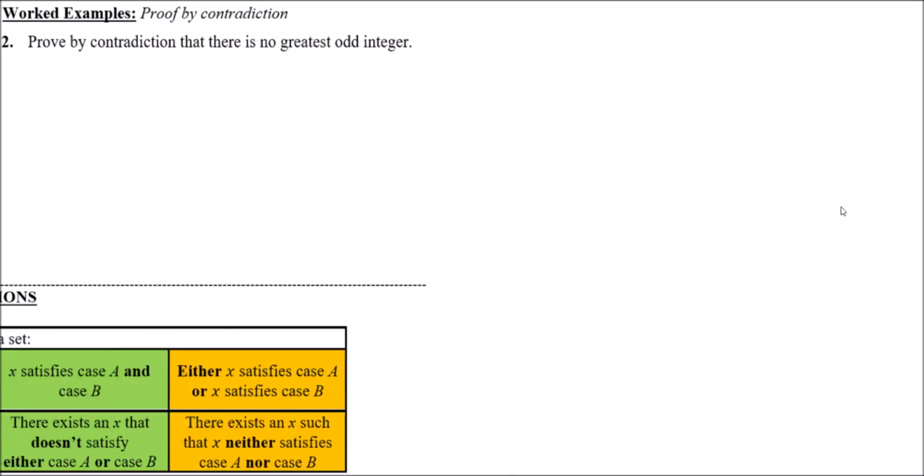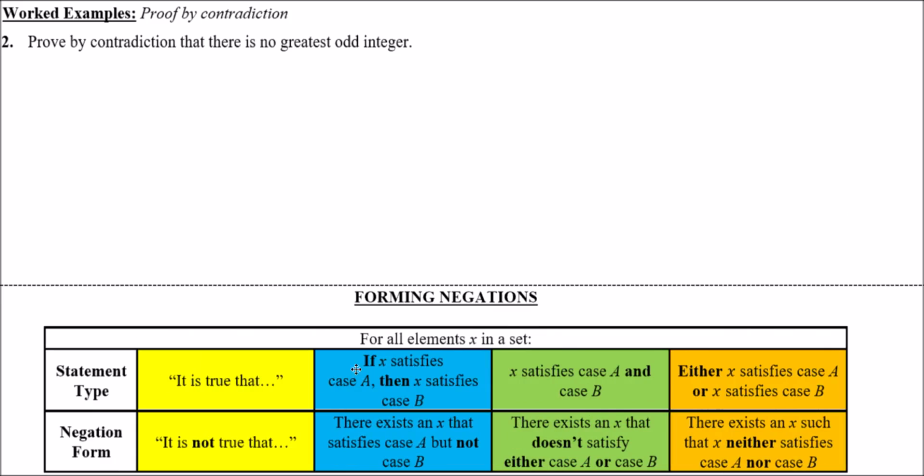Prove by contradiction that there's no greatest odd integer. Again, this is a proposition. Just a reminder of how to write negations. We've got here that there is no greatest odd integer. Therefore, the negation would be to say that actually there is some greatest odd integer. So we start off our proof by assuming that.